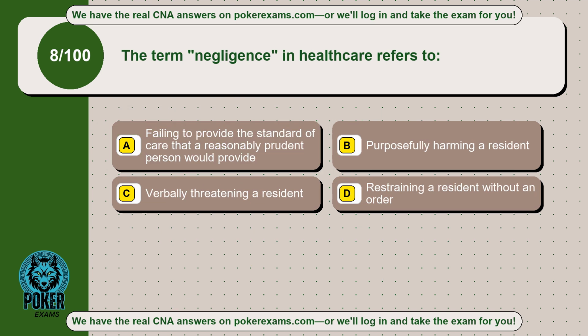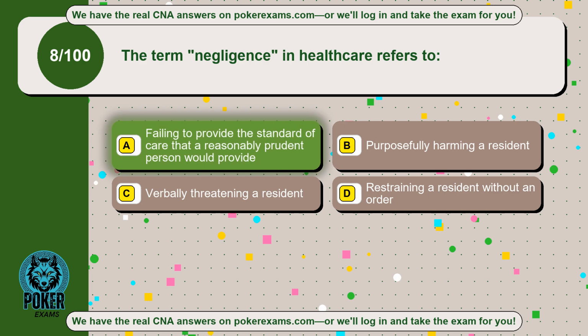Question 8. The term negligence in healthcare refers to: Option A. Failing to provide the standard of care that a reasonably prudent person would provide. Option B. Purposefully harming a resident. Option C. Verbally threatening a resident. Option D. Restraining a resident without an order.